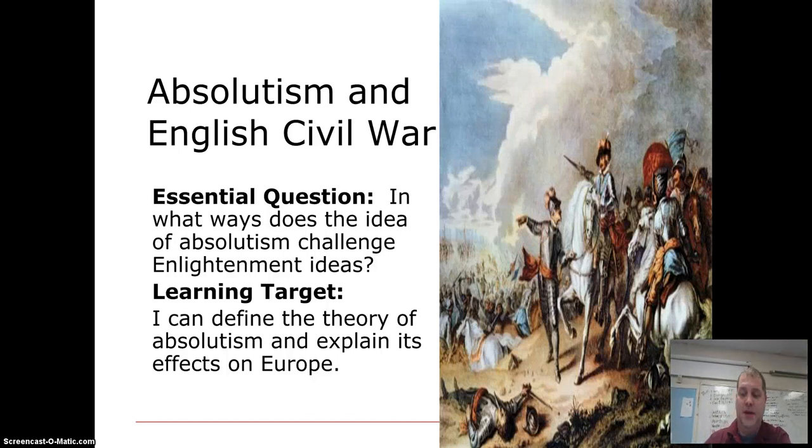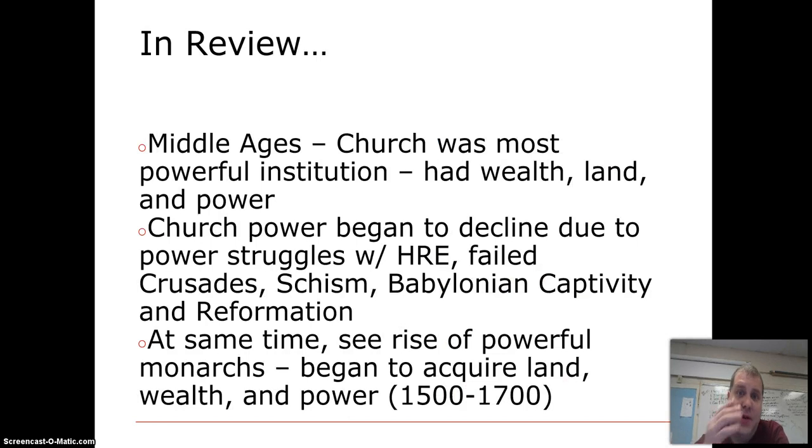Today we're going to be looking at the beginning of the revolutions. This is Unit 6, starting off with absolutism and the English Civil War. The essential question you need to ask yourself while you go over this is, in what ways does the idea of absolutism challenge Enlightenment ideals? So you're going to be able to understand absolutism and what all happened. So in review, you've got the Middle Ages.